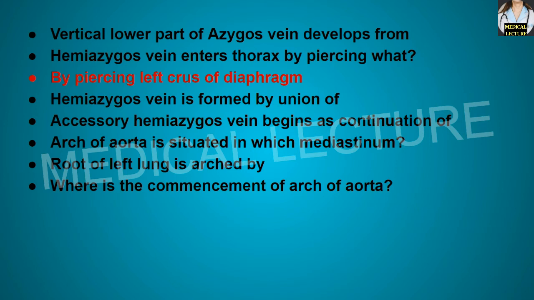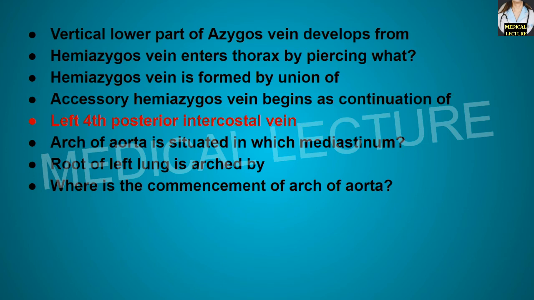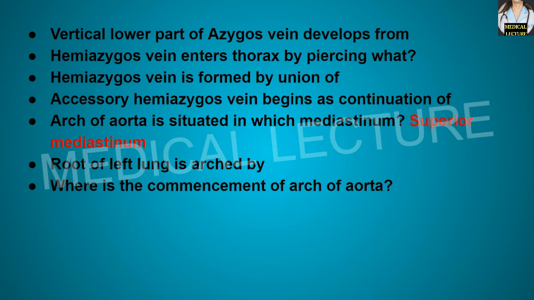Hemiazygos vein is formed by the union of which veins? By the union of left subcostal vein and ascending lumbar vein. Accessory hemiazygos vein begins as continuation of left fourth posterior intercostal vein. Arch of aorta is situated in which mediastinum? So, in the superior mediastinum.